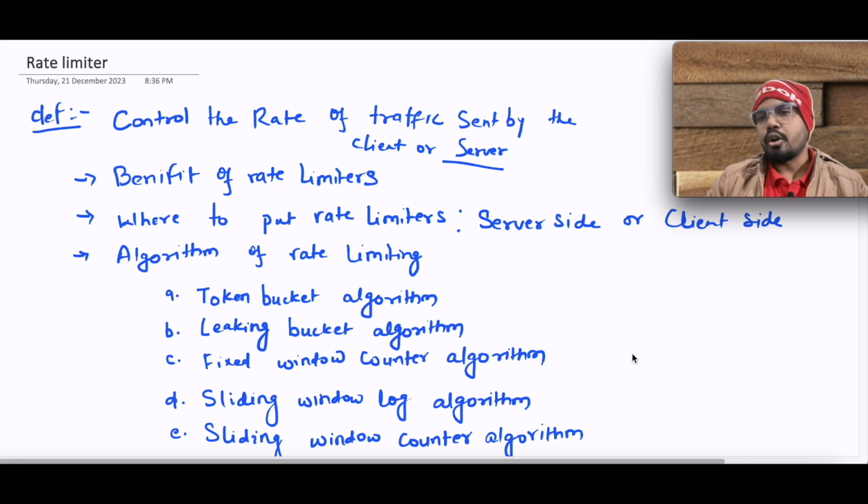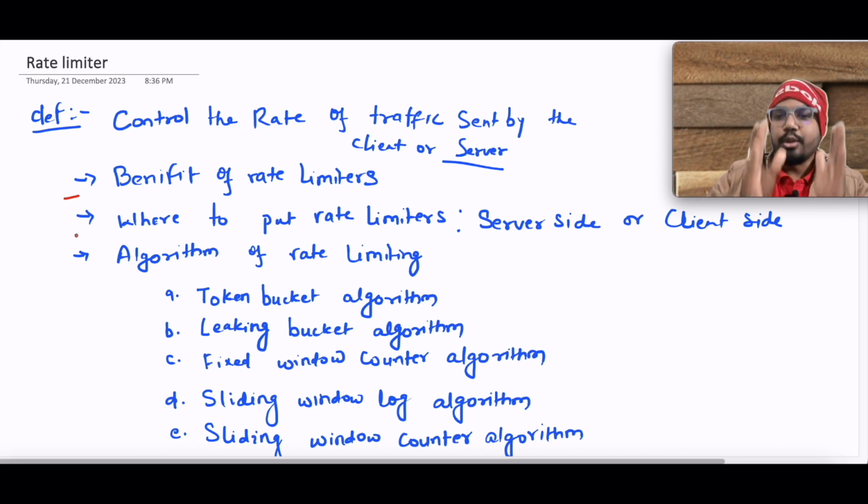So today I'll be talking about the most important topic of system design, which is rate limiter. What all things we will be covering in this video, the list is given here. First we'll understand the definition of the rate limiter, then the benefits, then where to put the rate limiters. Should we put them on server side, or client side, or in middleware? So that we will discuss. And then the very important topic, which is algorithms of rate limiters. These are the 5 algorithms.